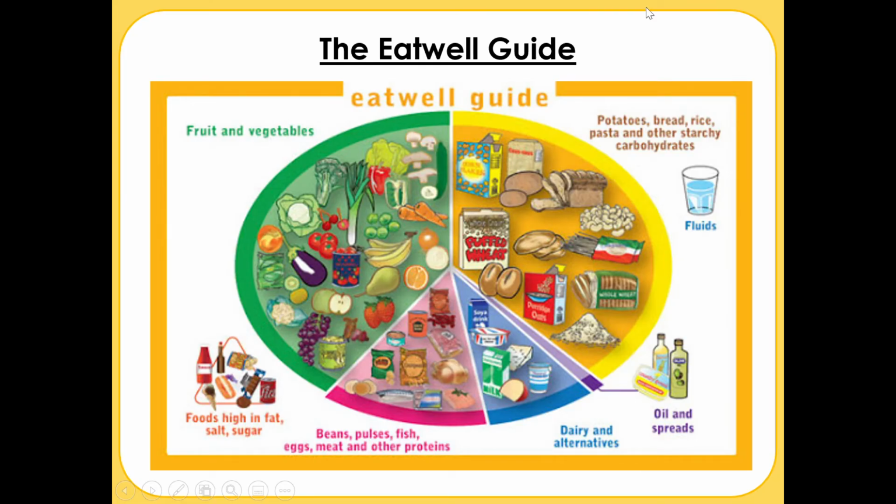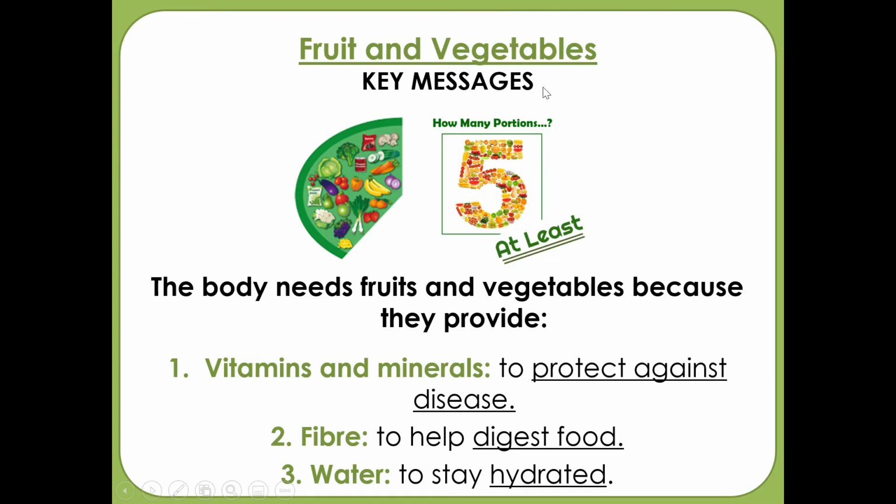So we're just going to have a quick recap of the Eat Well guide. Here's your Eat Well guide. You've seen it plenty of times, guys. You covered it last year. It's just going to be a quick recap. The key message from our fruit and vegetable section was that you need to have at least five portions of fruit and vegetables a day. Why do we need them? The main one was our vitamins and minerals to protect against disease, but also you've got fibre to digest your food and water to stay hydrated.